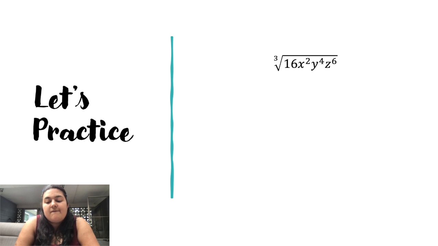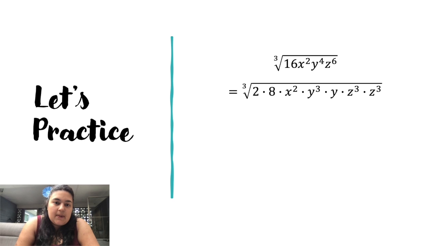I'm going to factor this. Let's do it. Okay, why did I not break 8 down into prime factors? Because it is a perfect cube. It's 2 times 2 times 2. I'm just going to leave it as 8. So that's a perfect cube right there.